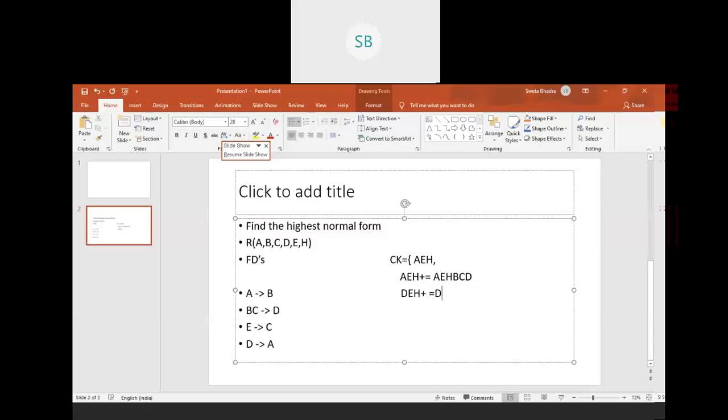So if I write, DEH will be finding itself only. From D we can find A, from E we can find C. From A we can find B. So that means DEH can also be one of the candidate keys. So in this way you can find the candidate keys.